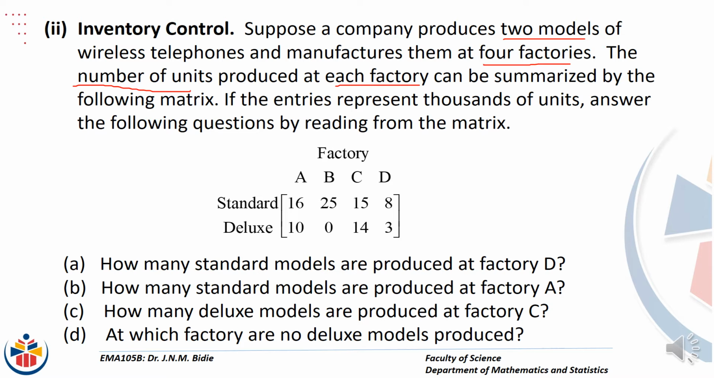And we have been told that all the entries represent thousands of units. So we're asked to answer the questions. So note that we've got 2 models. The first model is standard and the second model is deluxe. Here, on the side, we have the factories, and we're told there are 4 factories. So we've got factory A, factory B, factory C, and factory D, and we're told the number of units produced by each factory.